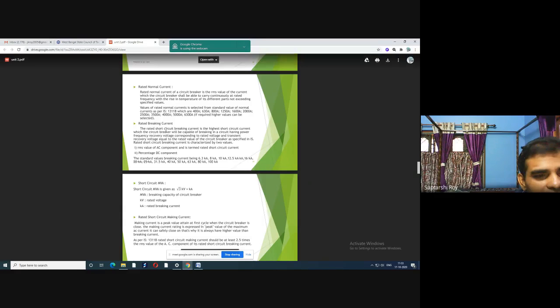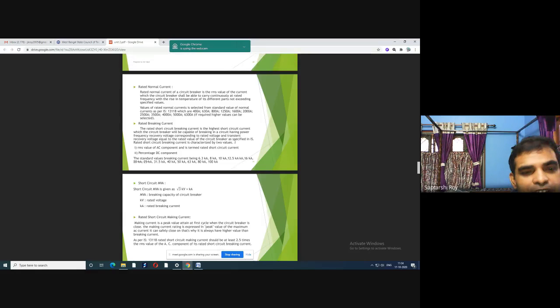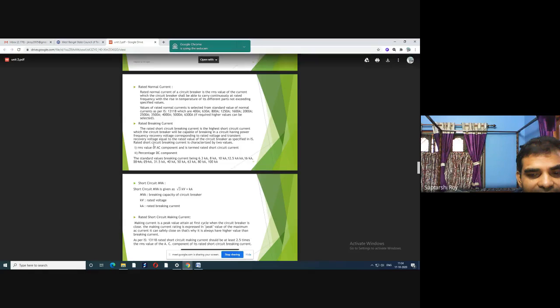Next হচ্ছে rated breaking current. Rated short circuit breaking current is the highest short circuit current which a circuit breaker will be capable of breaking in a circuit having power frequency recovery voltage corresponding to rated voltage and transient recovery voltage equal to the rated value of circuit breaker as specified in IS.